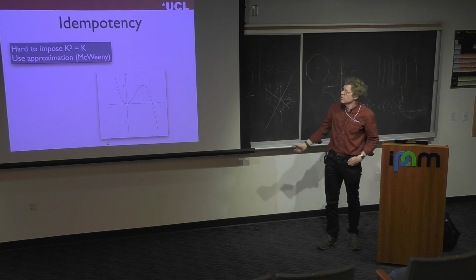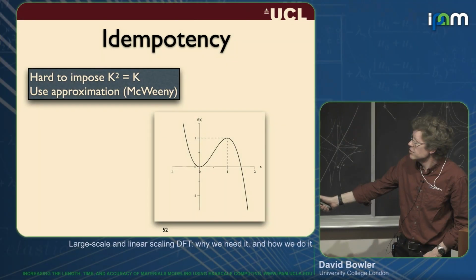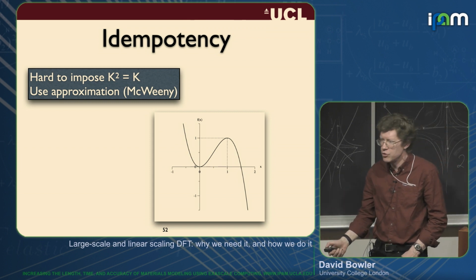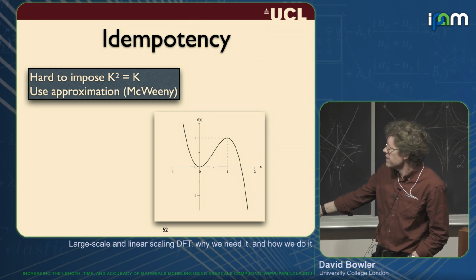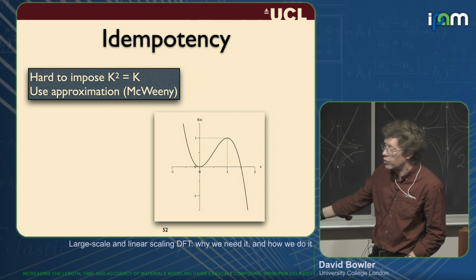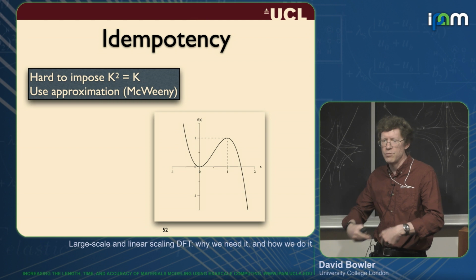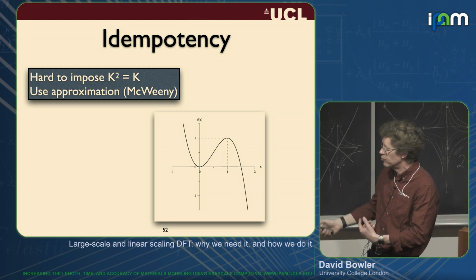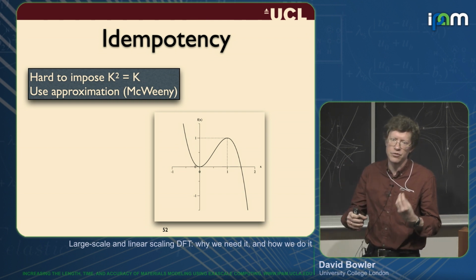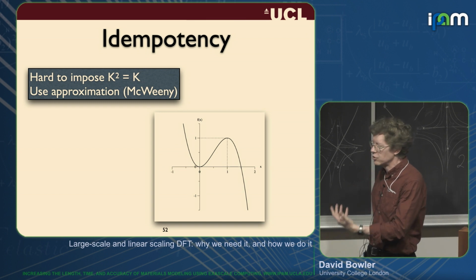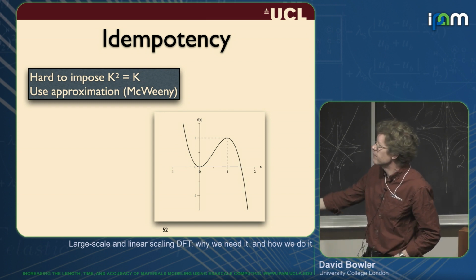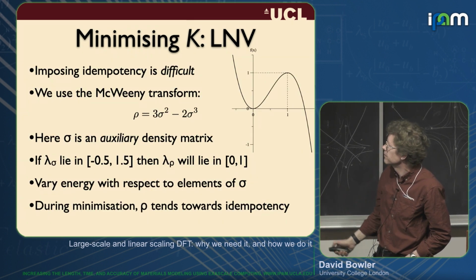In CONQUEST, we look at idempotency using the McWeeny function. So this is the McWeeny transform. It's 3x squared minus 2x cubed. It has the advantage that if the input lies between -0.5 and 1.5, then the output lies between 0 and 1. So if you pass your matrix through this transform, you cluster the eigenvalues around 0 and 1. And so during the course of an optimization, you will have an idempotent density matrix.